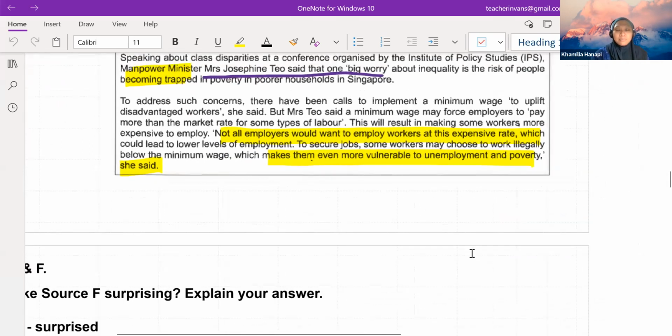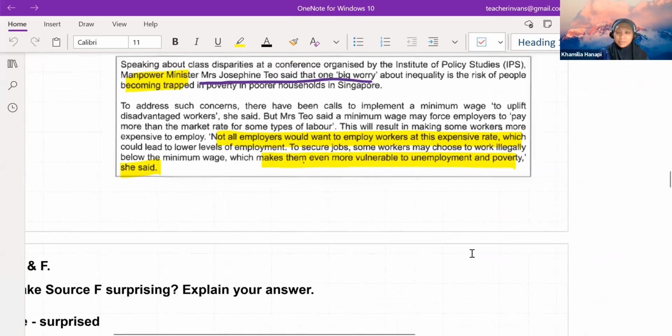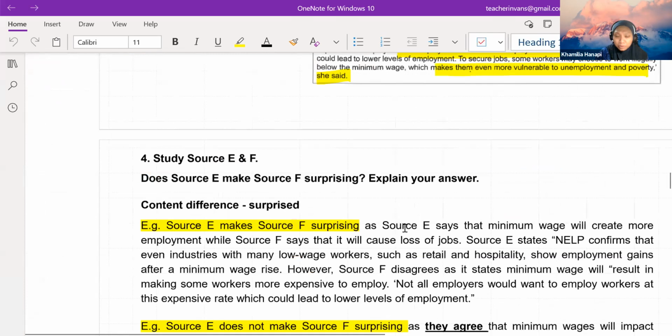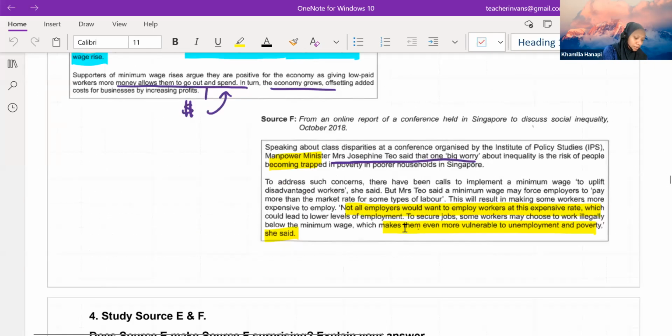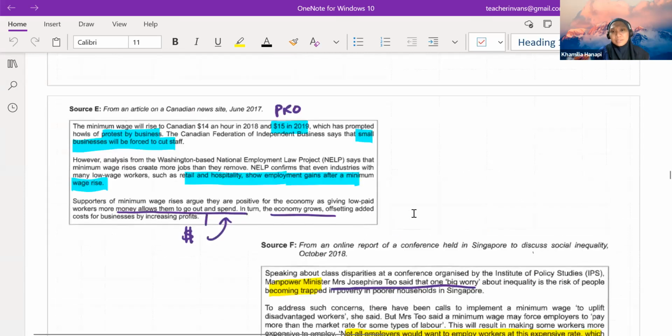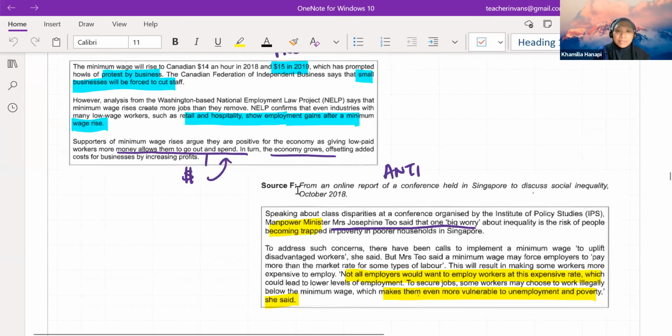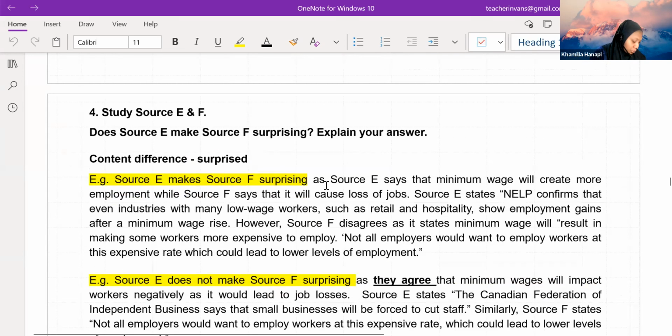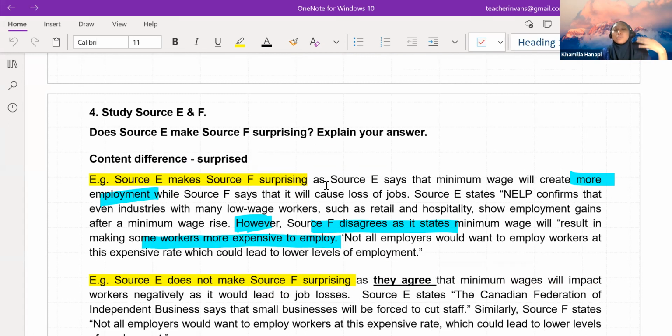Does source E make source F surprising? It is surprising, isn't it? One says very good, and one seems to be against this minimum wage law, which is source F. So it is surprising. Source E makes source F surprising as source E says that the minimum wage will increase employment. Correct? Source E says this, but source F disagrees because it says that some workers are going to be more expensive to employ and hence there will be less employment. So very simple. When you look at the two sources, there is a very clear difference.